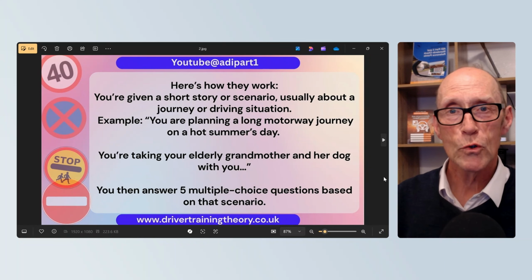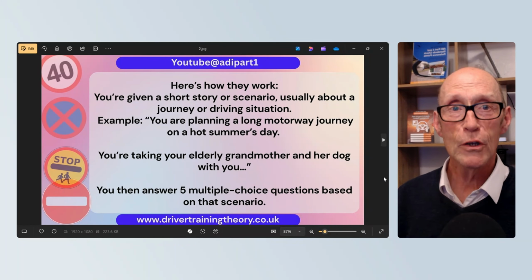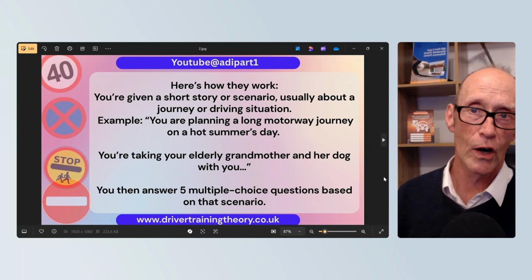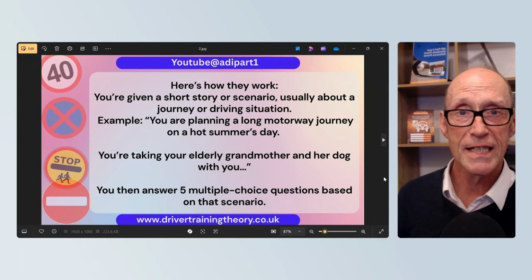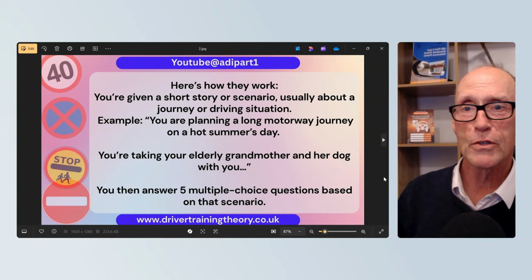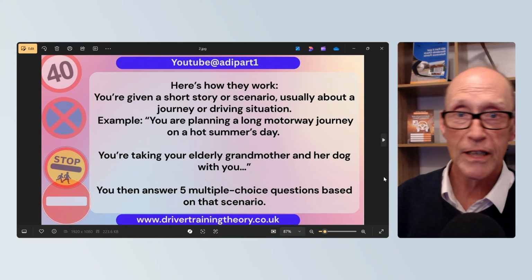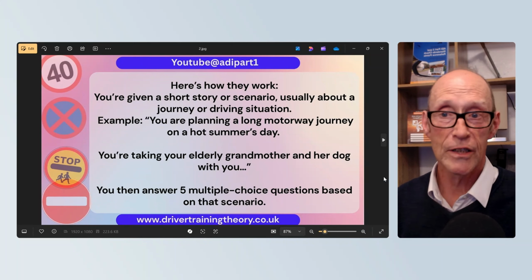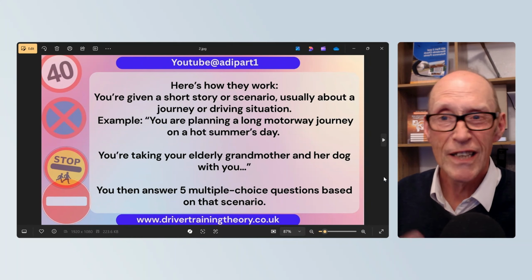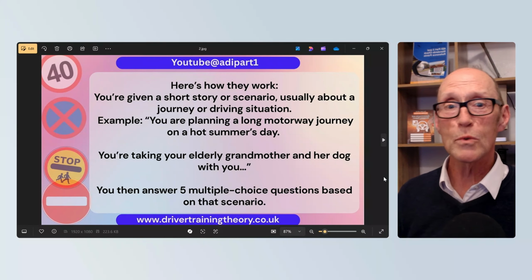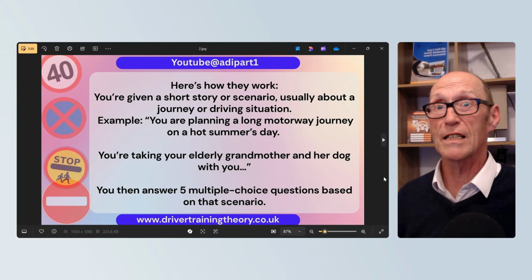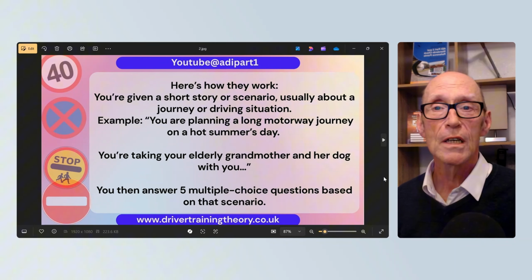You're given a short story or scenario, usually about a journey or a driving situation. So as an example, you're planning a long motorway journey on a hot summer's day. You're taking your elderly grandmother and her dog with you. You're then going to answer 5 multiple choice questions based on that scenario.